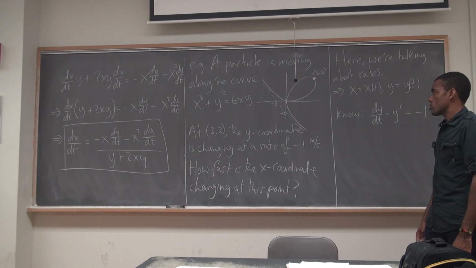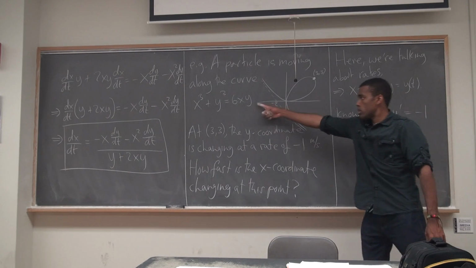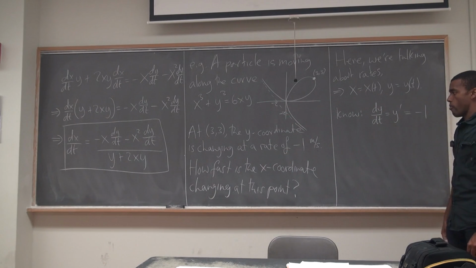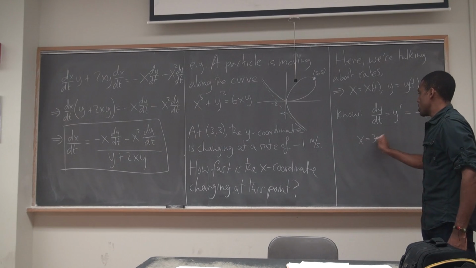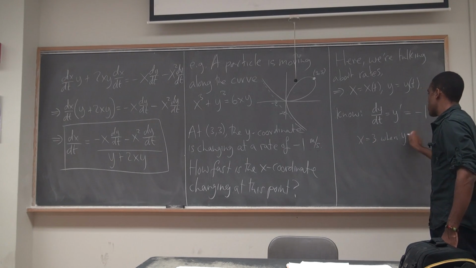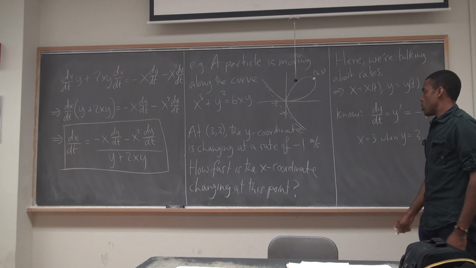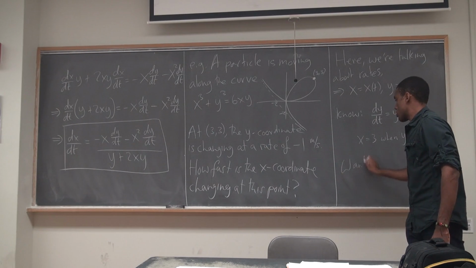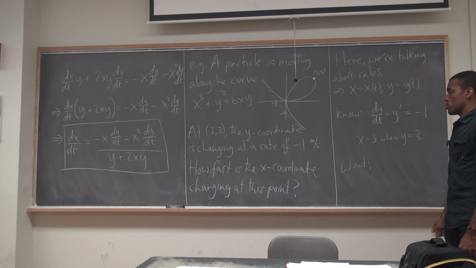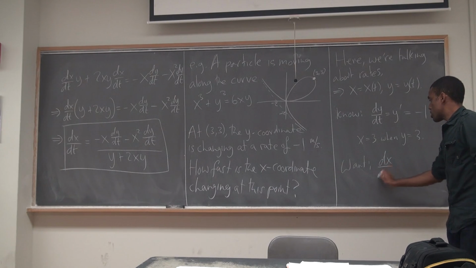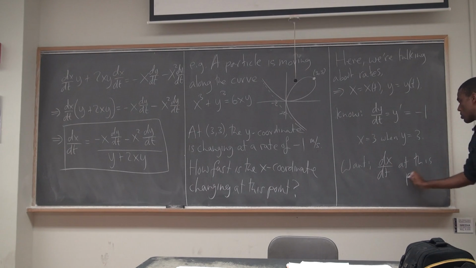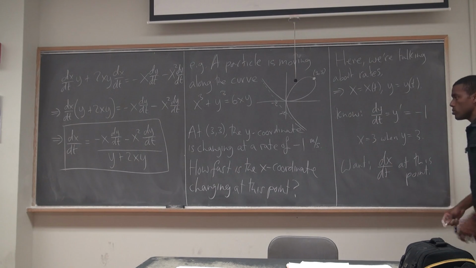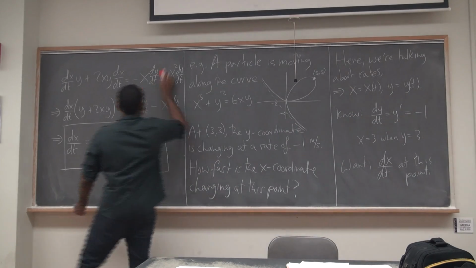The equation. I know that equation. Any other information? The point. I know that x equals 3 when y equals 3. What do I want to find? The rate dx/dt at this point. Okay, so let's get to it.